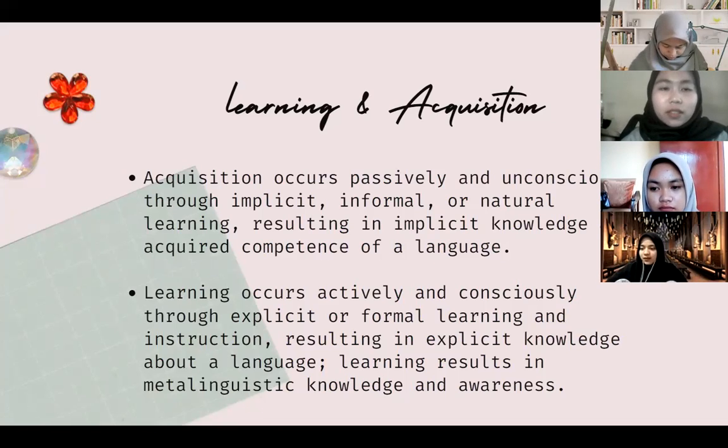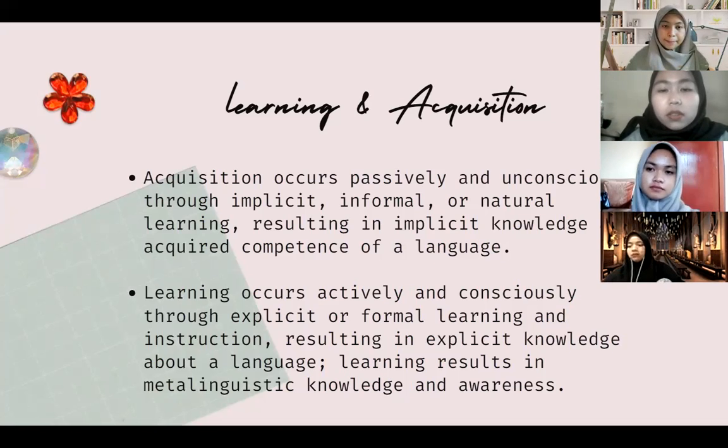Okay, thank you, Sherina. I will explain about learning and acquisition. So, acquisition occurs passively and unconsciously through implicit, informal, or natural learning, resulting in implicit knowledge and acquired competence of a language. Learning occurs actively and consciously through explicit or formal learning and instruction, resulting in explicit knowledge about a language. Learning results in mental linguistic knowledge and awareness.